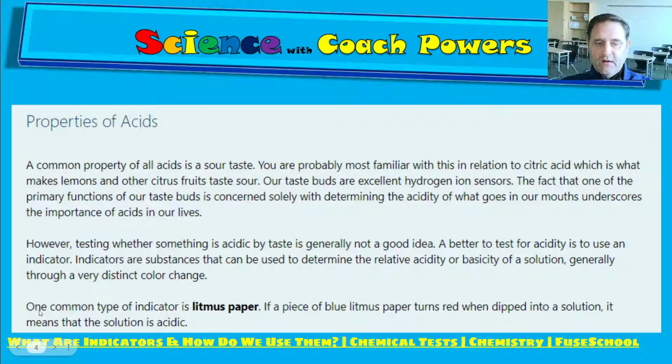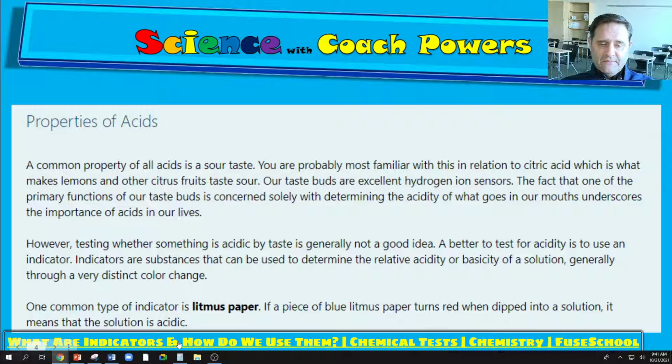They are out there. One common type of indicator is litmus paper. If a piece of blue litmus paper turns red when dipped into a solution, it means that it is acidic. Now, if the red litmus paper stays red, it's not basic, basically. So let's look at this.